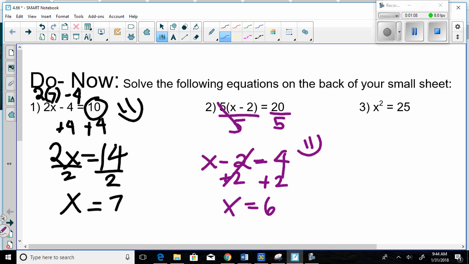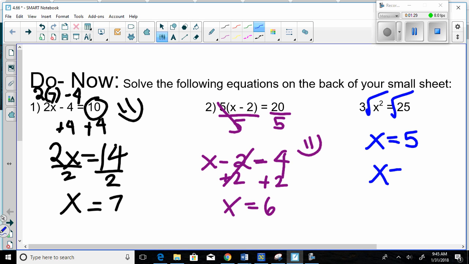Last one. Warren, how do I get x by itself here? You squared. This is already squared, so what do I do? You do the square root. Square root. Beautiful. So to undo a square, I do the square root. And what do I end up getting? 5. But there's also another number I get.